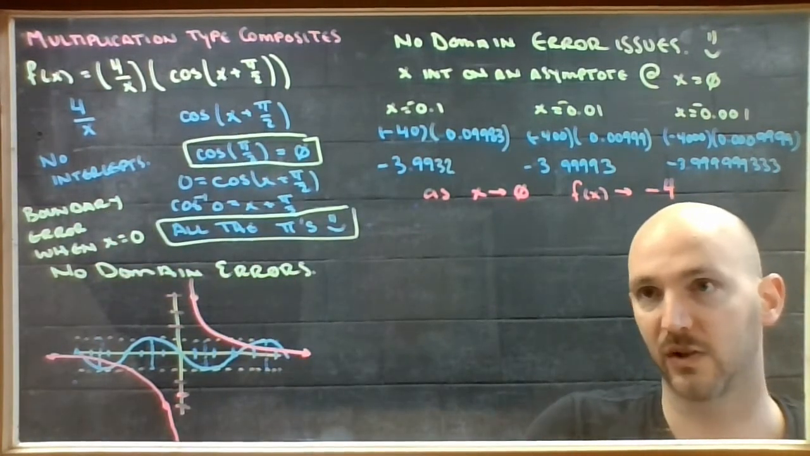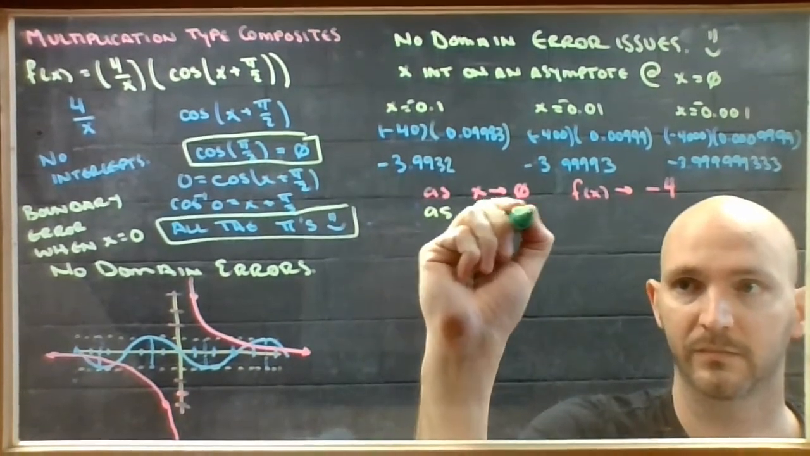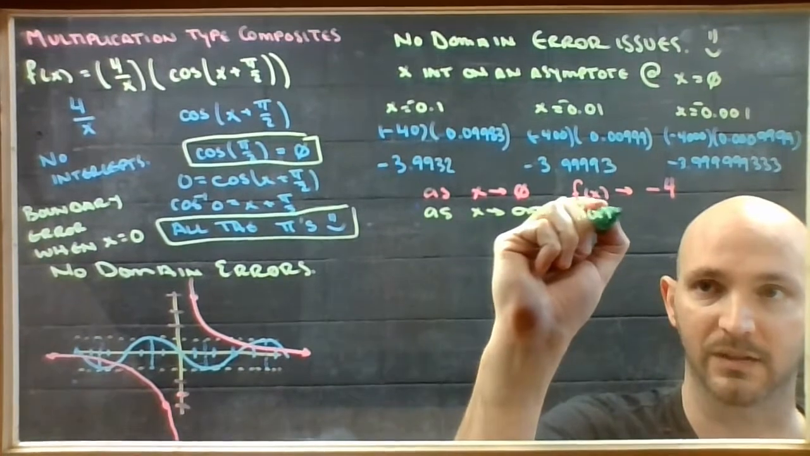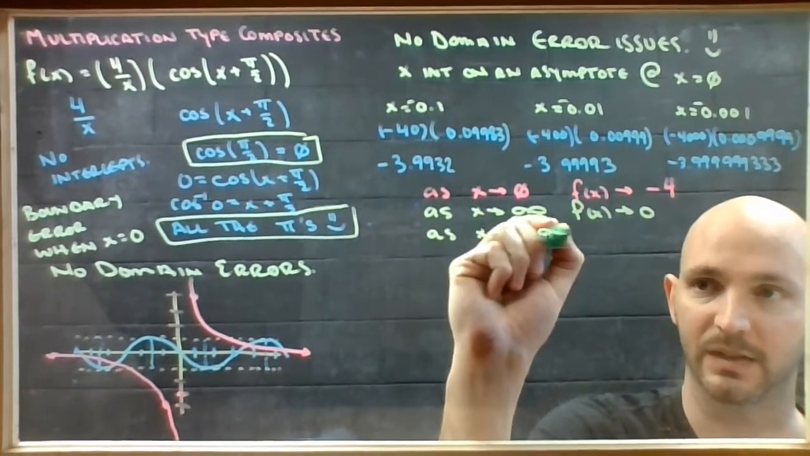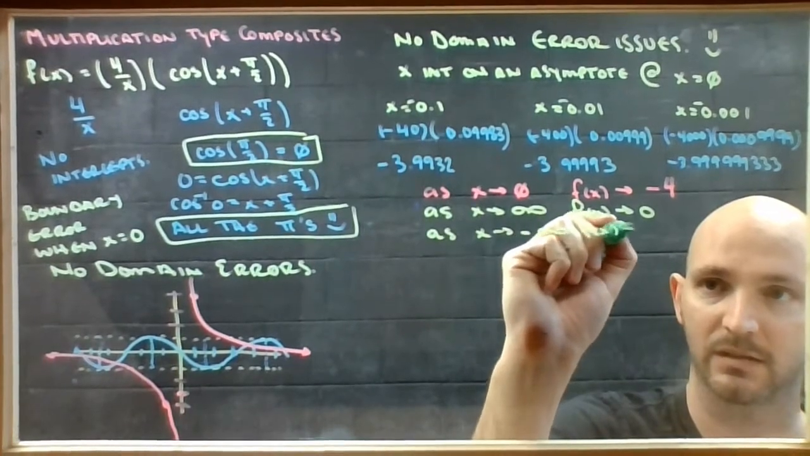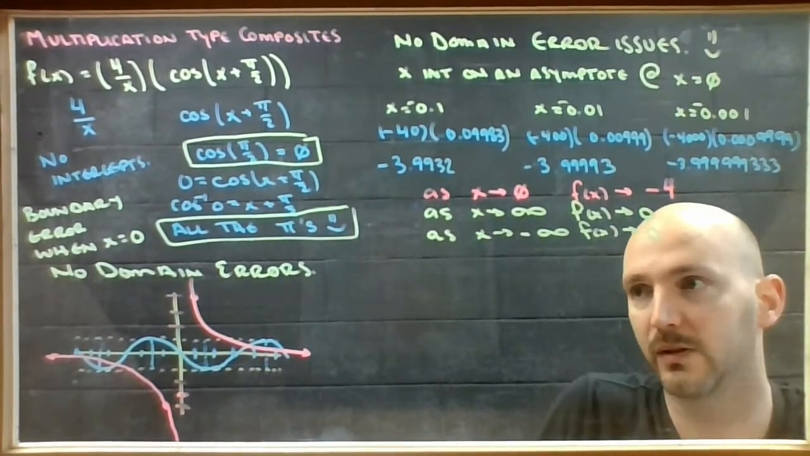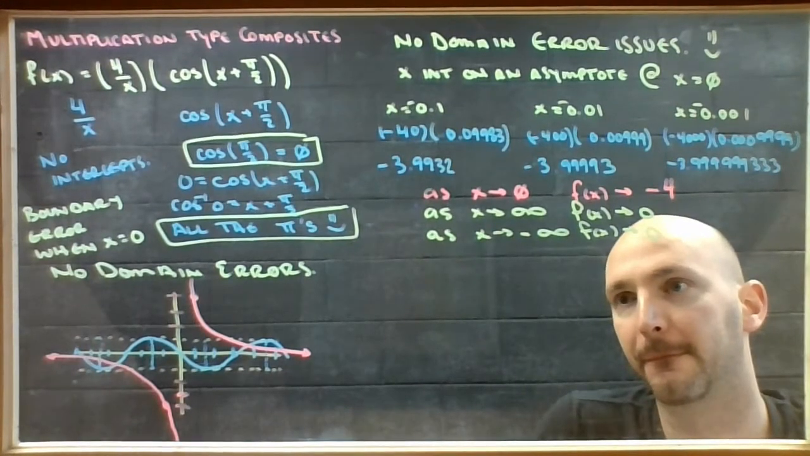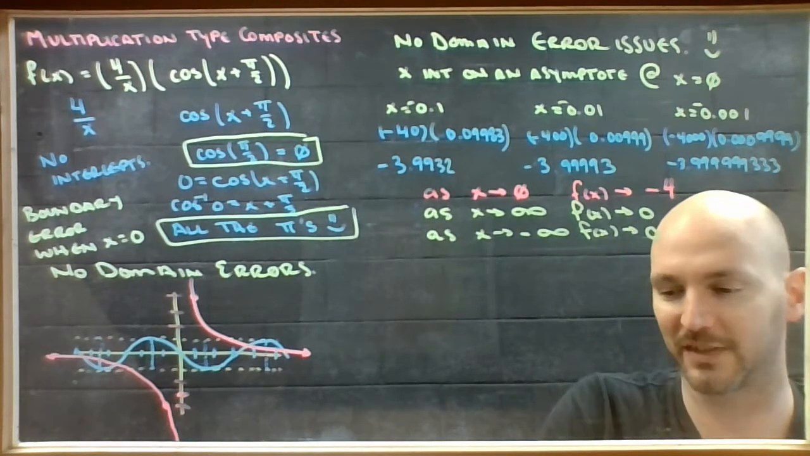So as x goes to positive infinity, f of x goes to 0. And as x goes to negative infinity, f of x also goes to 0. Okay. So I guess the last thing then is to take a deep breath and boldly attempt to sketch it.